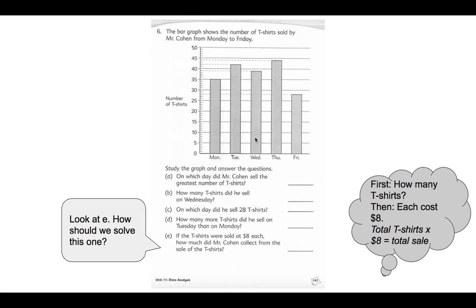So you're going to have to do some big adding today. You're going to have to add Monday, Tuesday, Wednesday, and Thursday all together and find out how many t shirts he sold. And then you're going to have to find out if he sold each of those for $8, how much did he make in all? So then you're going to have to multiply it by 8 to find the total sale.